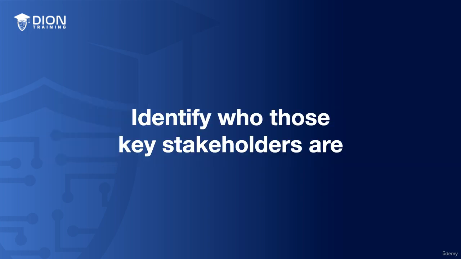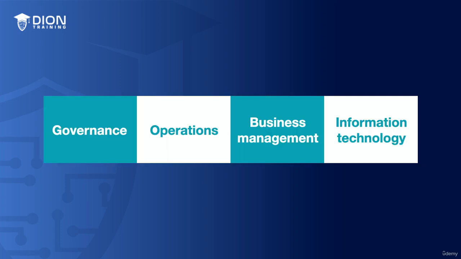Now, the first step in working with key stakeholders is to identify who those key stakeholders are. This includes taking note of their level of influence on the project, any concerns they may have about cloud computing and the project as a whole, and their level of interest in the project. It's important to understand these factors in order to more effectively communicate and address the needs of each stakeholder group that you've identified. Once your organization has identified its key stakeholders, it's going to be really useful to organize them by role into one of four groups. This would be governance, operations, business management, and information technology.